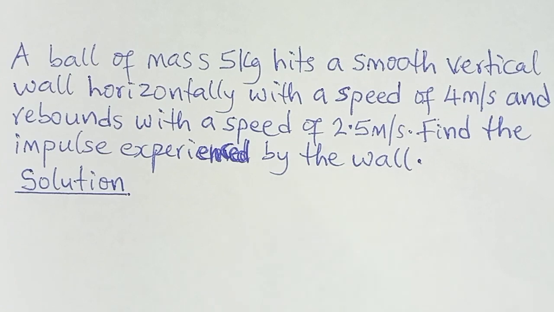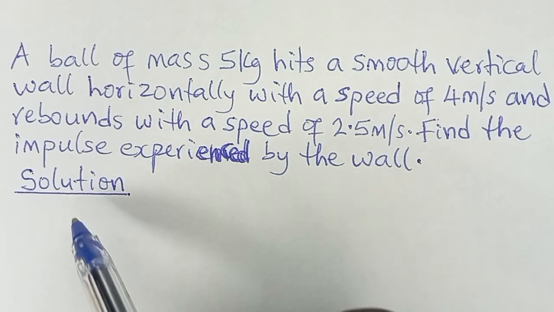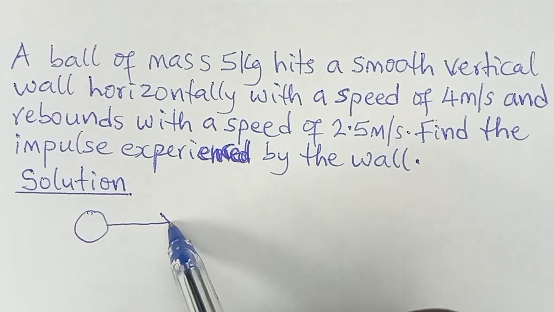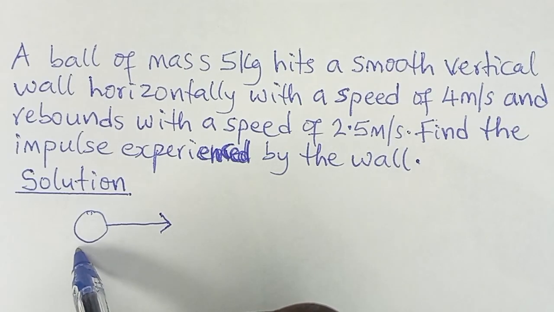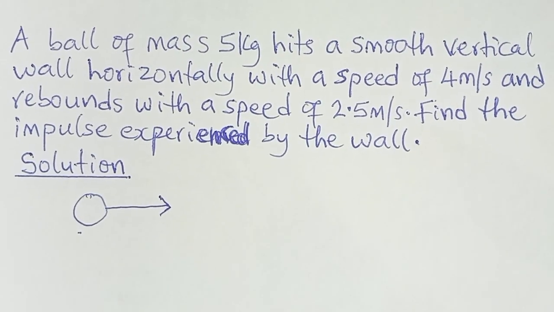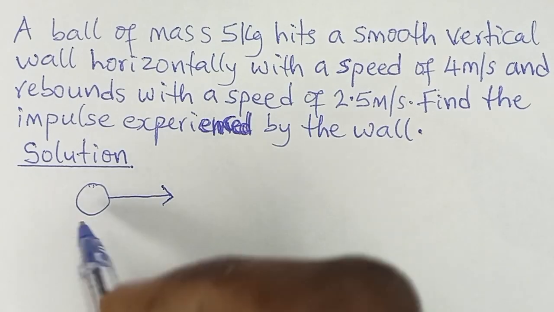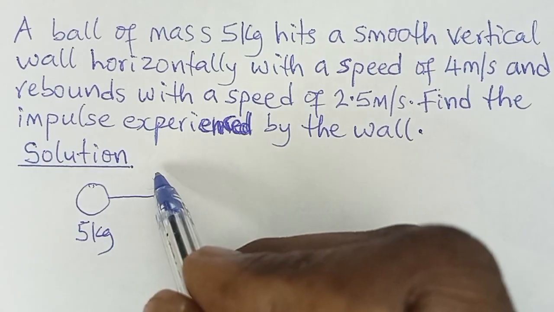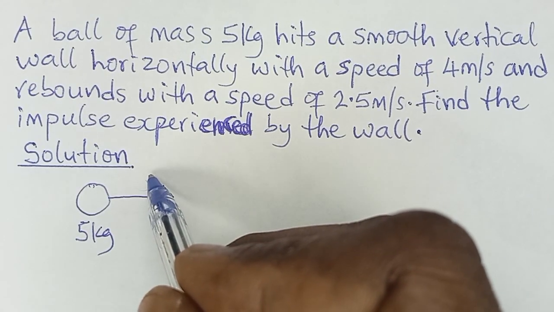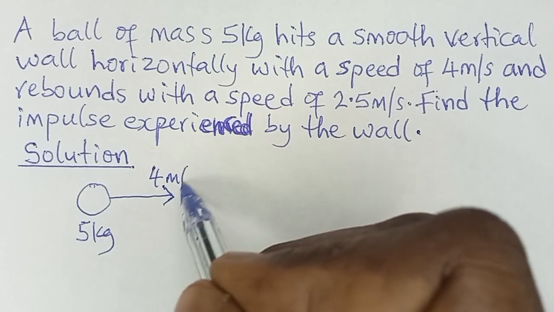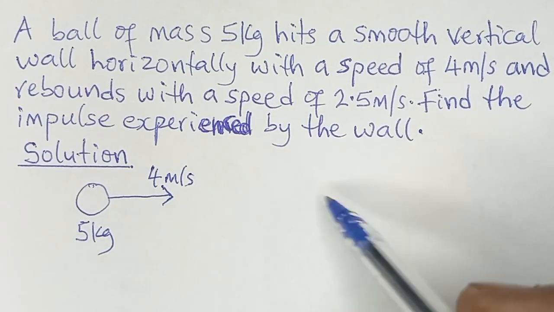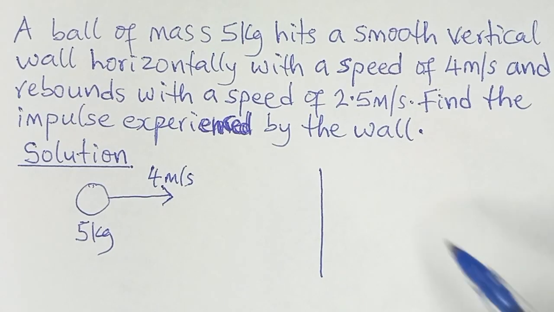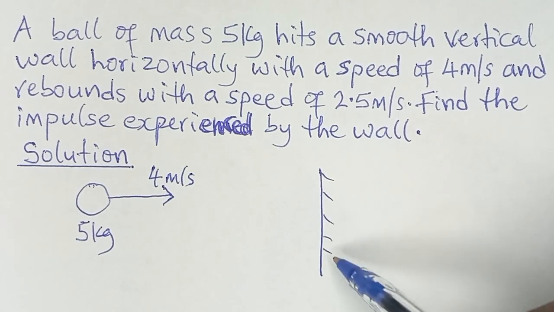Now, if you look at this, let's give a little illustration. We have a ball that is going in this direction, and the ball is 5 kg. So the mass of the ball is 5 kg, and it is moving with a speed of 4 meters per second, as you can see here. And then there's a vertical wall. So this is the wall now.